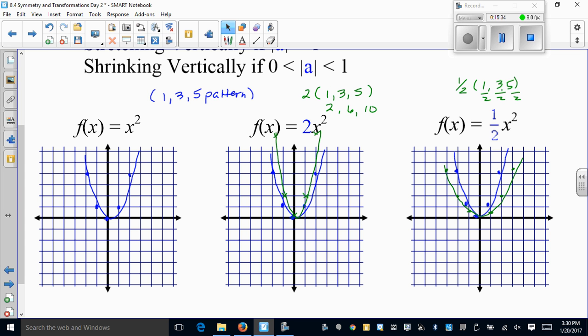But this here you go, your vertical stretch. It's kind of like pulling your arms up above your head, which stretches your body, and bringing them down will kind of relax it and bring it down. There's your vertical shrink and stretch.